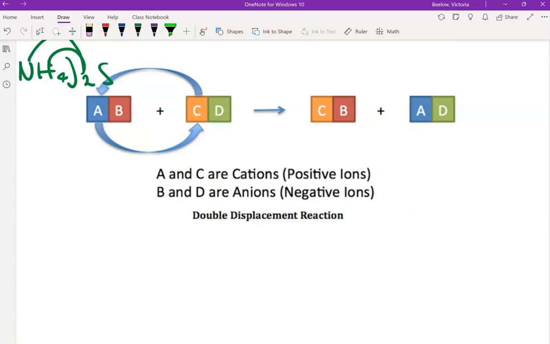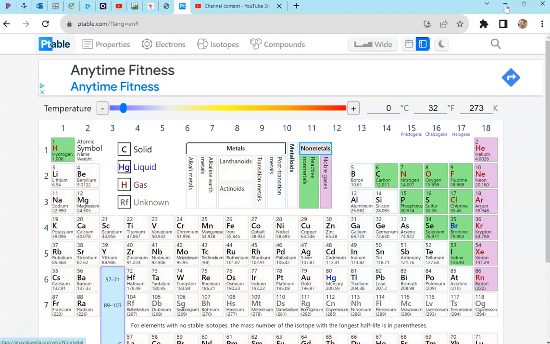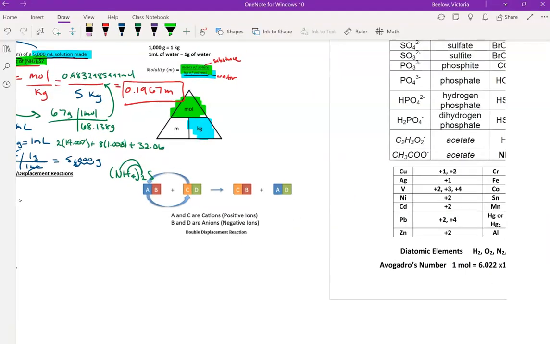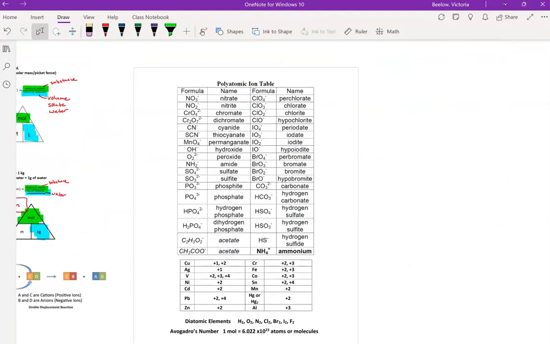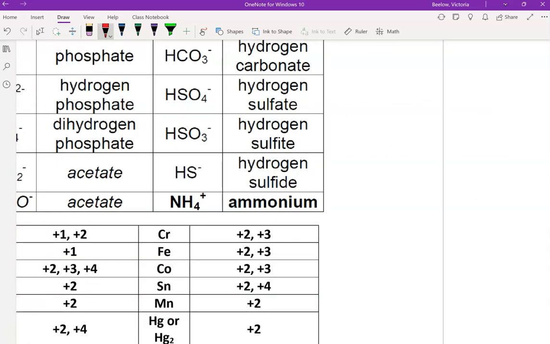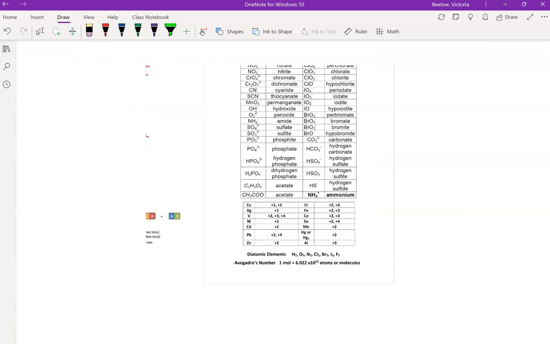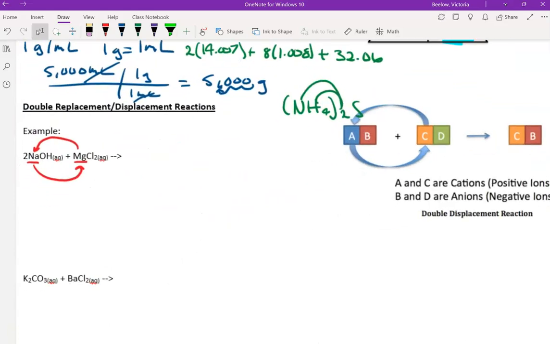A and C are representing the metal, the cation, the positively charged part of the compound. B and D are representing the negatively charged ion, or the nonmetals that make up the compound, which can be a nonmetal on the periodic table or a polyatomic ion. Notice that there's only one positively charged polyatomic ion, which is NH4. It's the only one we're going to be using.